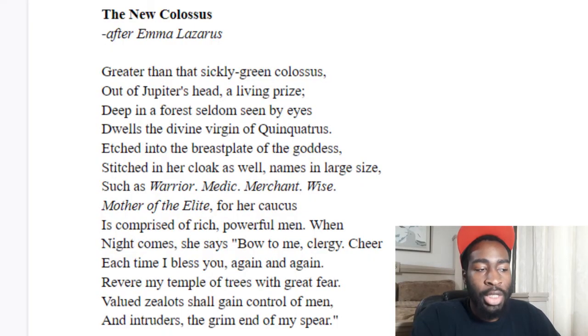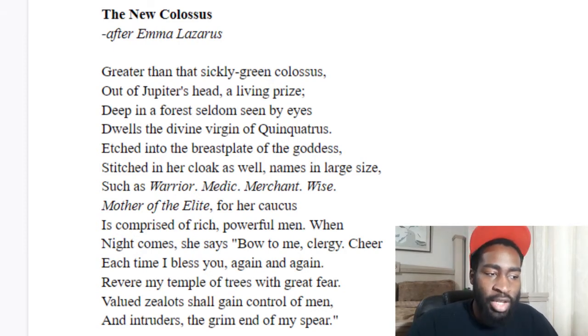Now, if you look at this acrostic here, it has the acronym, sure, Goddess Minerva, you can see that on the left side of the page. But furthermore, it has a Petrarchan sonnet rhyme scheme, just like Emma Lazarus' poem. It also has a lot of vivid imagery, things like Temple of Trees, or the grim end of my spear, the sickly green colossus, out of Jupiter's head.